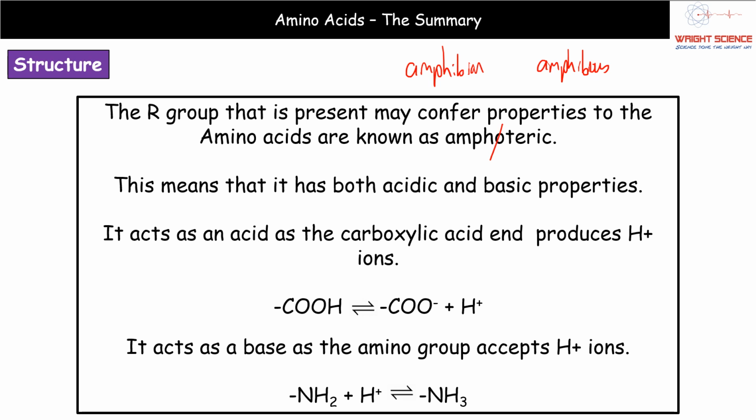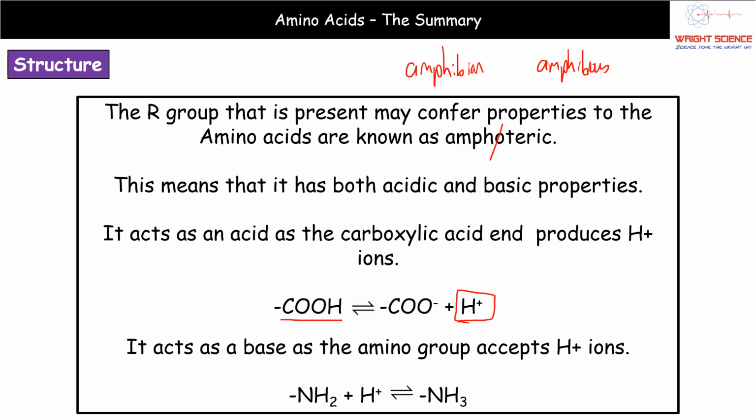Why? Well, because as we've already said, we've got that carboxylic acid end, the COOH. Because it's got a carboxylic acid end, it can act as an acid. So just like you hopefully did at GCSE in your chemistry, if we've got our COOH here, that can then dissociate to form a COO- ion and our little hydrogen ions, our protons. Now that means we've just released protons.